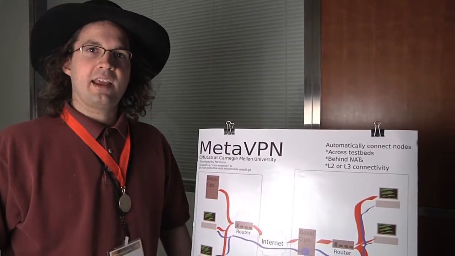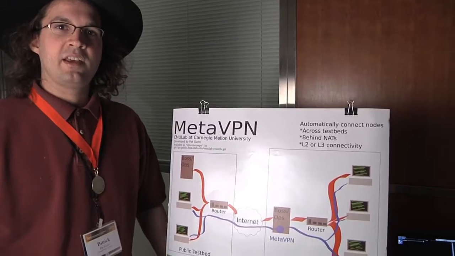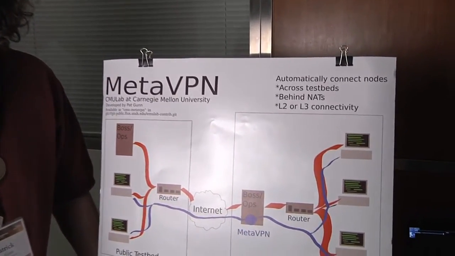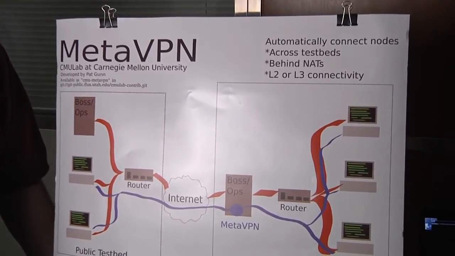I'm with the CMULAB project at Carnegie Mellon University, which is part of the Protogenie control framework. And I'm presenting today MetaVPN, which is a tool that allows for configuration and management of multiple OpenVPN instances. OpenVPN is a popular open source VPN software that allows for creation of layer 2 and layer 3 networks.